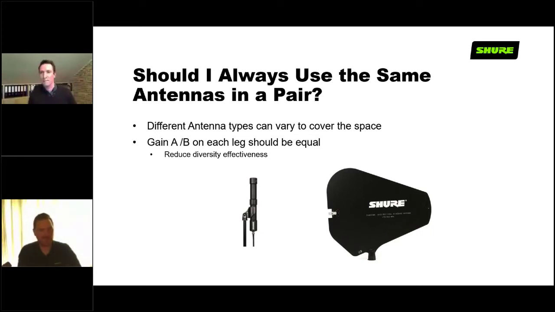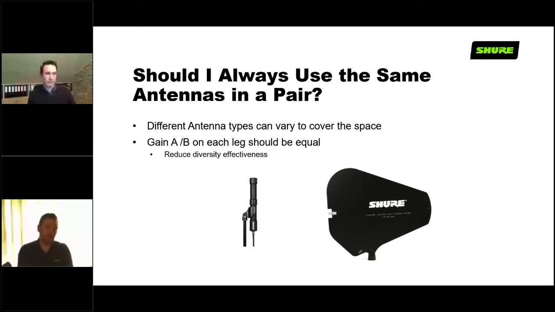And then lastly, should I always use the same antennas in a pair? This is to say, do I need a dipole on both my A and my B receive sides? Or can I use, in this photo, an LPDA on the A and a dipole or omnidirectional on the B side?